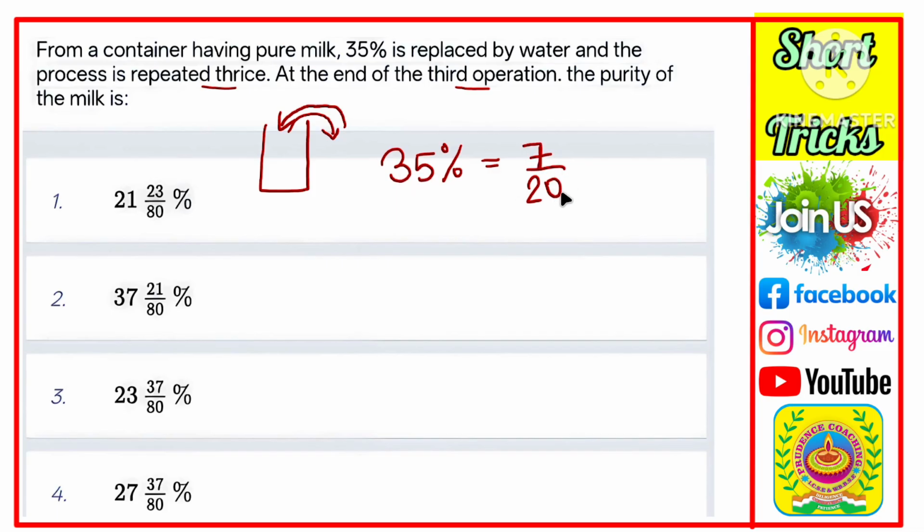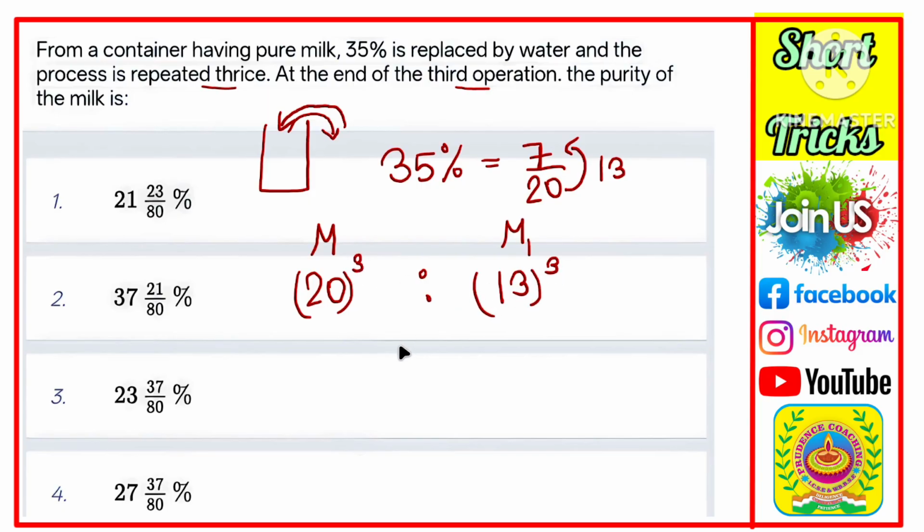That means if the container was filled with 20 liters of milk initially, out of that 7 units of milk has been taken out. So 20 minus 7, if you do, then you will get 13. So the milk remaining after the first replacement is 13, and this particular process has been repeated thrice, so you need to do cube on both sides. You will do cube here because 3 times it was repeated.